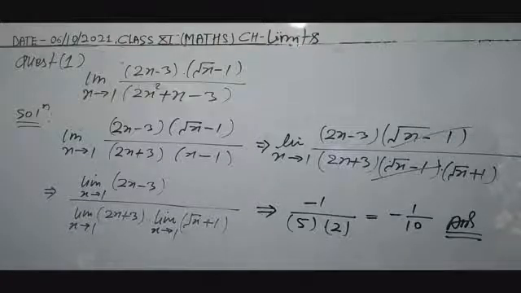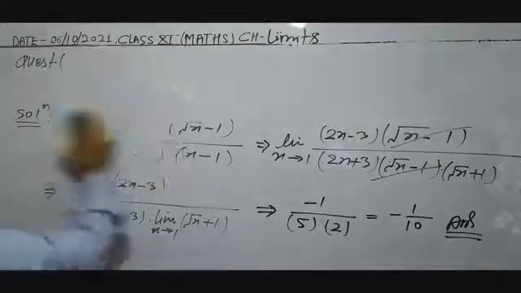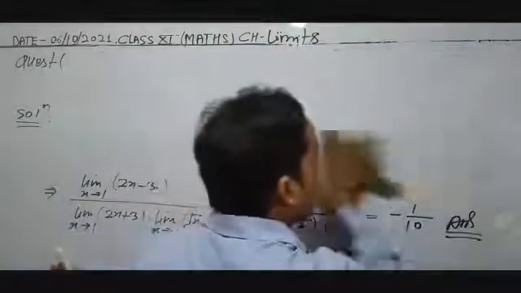Now I will come to the next question. The next question is related to the formula (x to the power n minus a to the power n) whole upon (x minus a) format. Result is n times a to the power n minus 1.